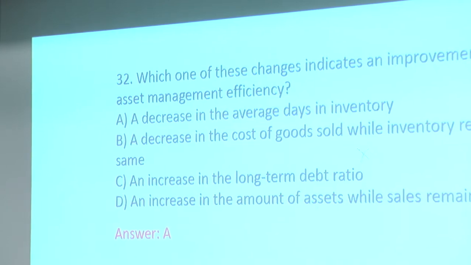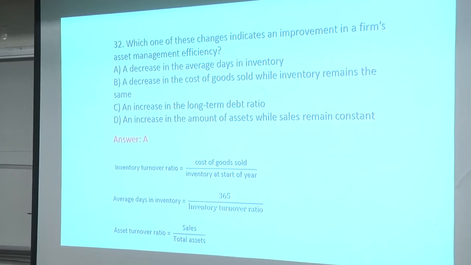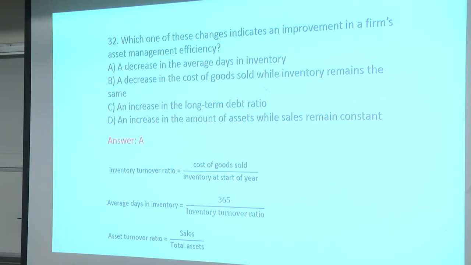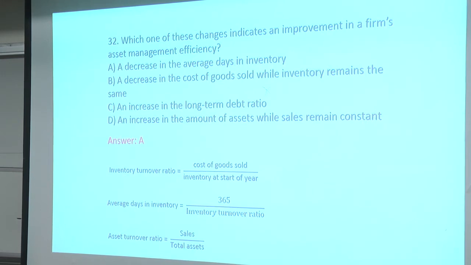Which one of those changes indicates an improvement in the firm's asset management efficiency? After you read this question, what are we trying to look for? We want a measure that measures efficiency, and that measure better be increasing. Which one of these situations shows the firm's efficiency increasing? So what are good candidates for measuring efficiency? Turnover ratios.